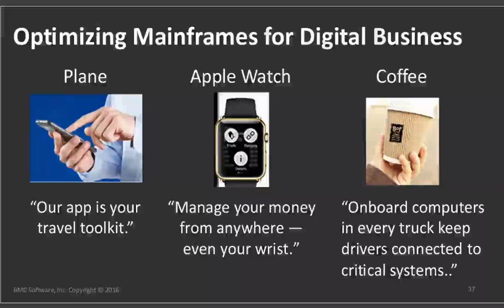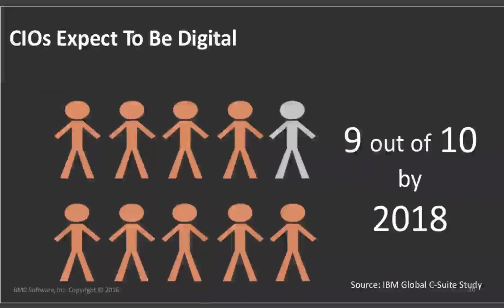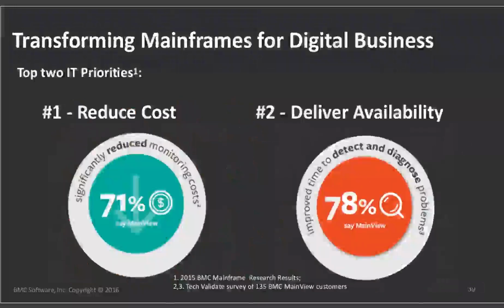And so if you're sitting there wondering, are we really digital? Are we going to be digital? IBM does the global C-suite study. 9 out of 10 CIOs expect to be digital by 2018. So your CIO is probably headed there. Your infrastructure is going to be digital. The mainframe will probably play a key role in it, and it certainly will be impacted by it.